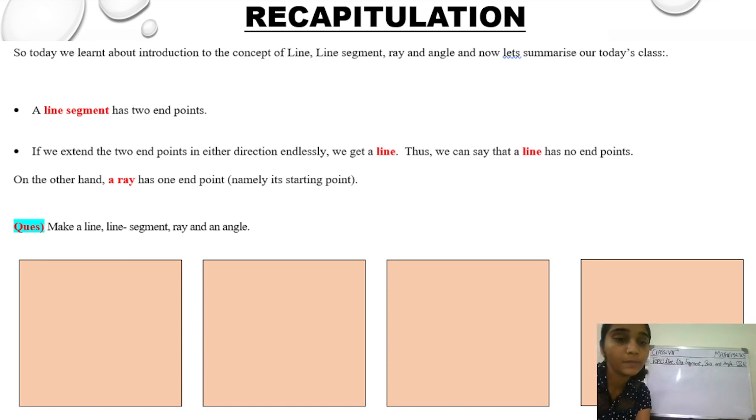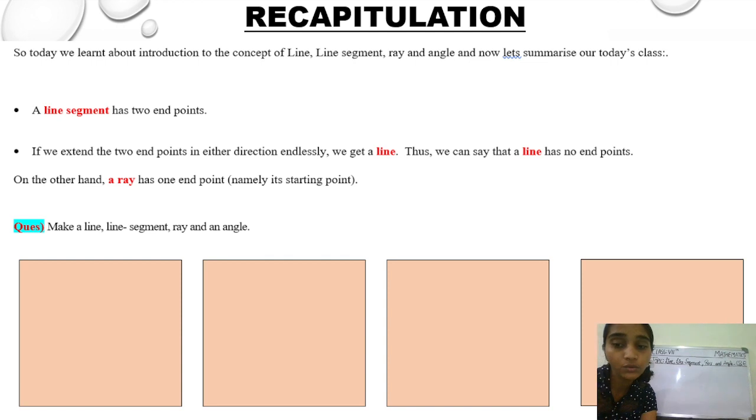Yes. So students, basically what is a line segment? A line segment has only two endpoints. Now if we extend the two endpoints in either direction endlessly, then what do we get? We get a line, because we are extending the endpoints endlessly. So how many endpoints does a line have? Yes, a line does not have any endpoint. A line has zero endpoints.